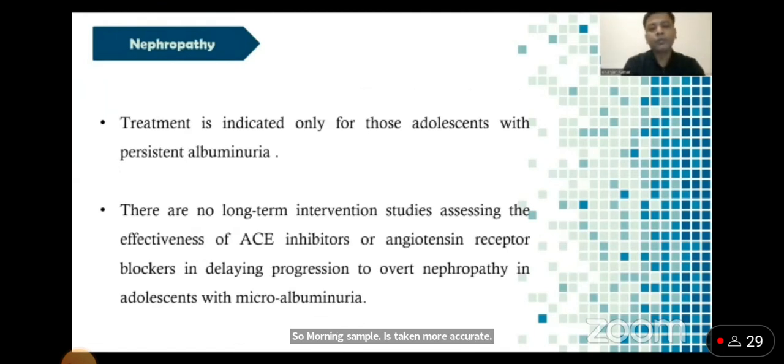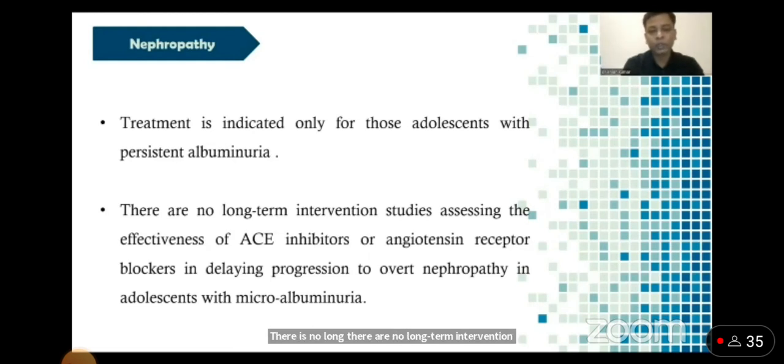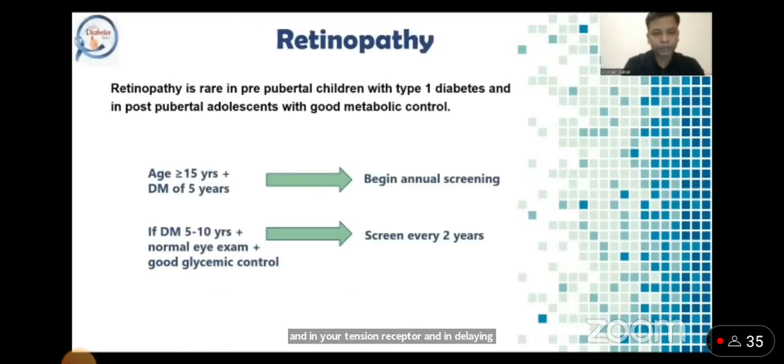Treatment is indicated only for those adolescents with persistent albuminuria. There are no long-term intervention studies assessing the effectiveness of ACE inhibitors and angiotensin receptor antagonists in delaying progression to overt nephropathy in adolescents with microalbuminuria.